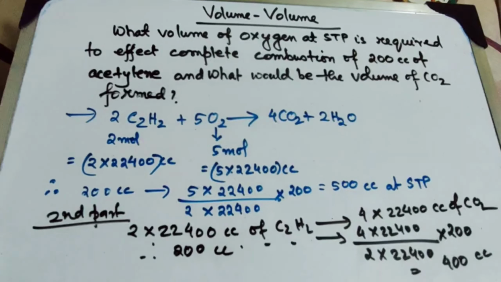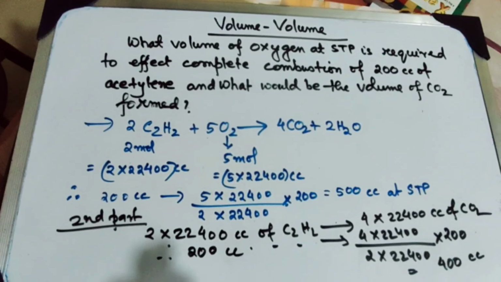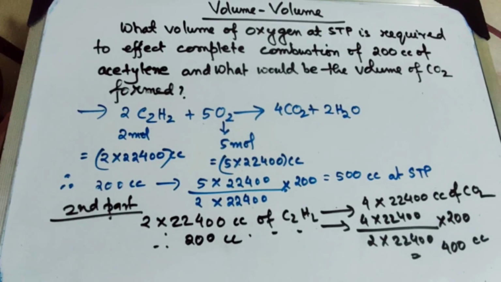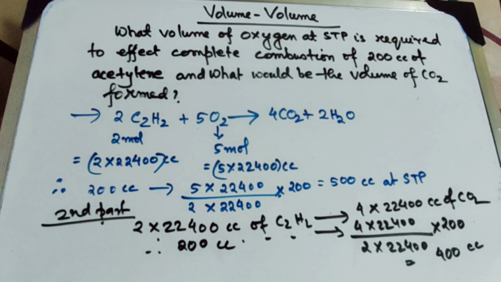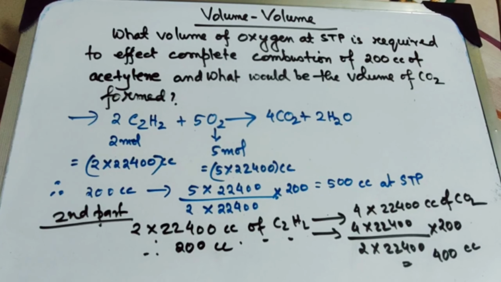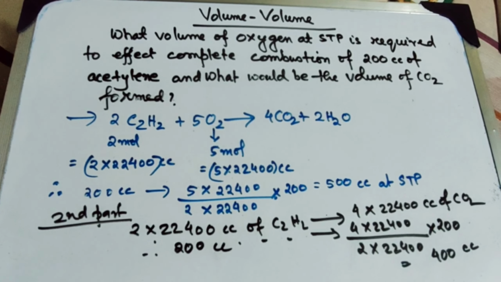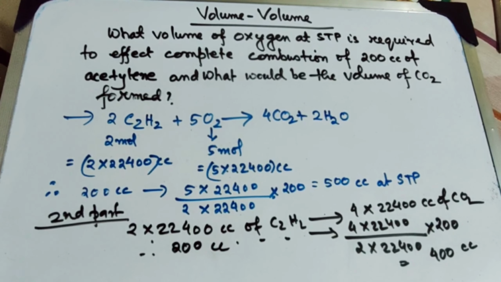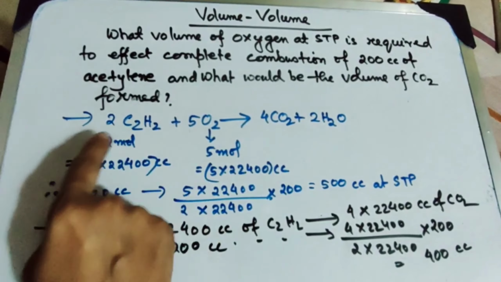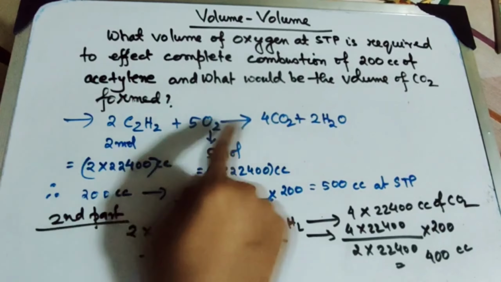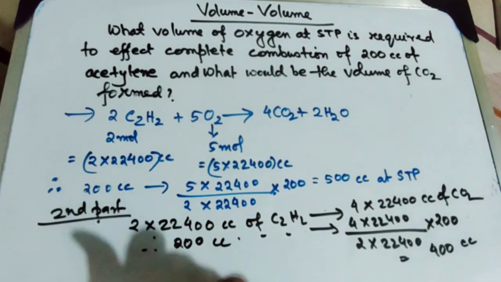Now volume relation. There is again another numerical for its application. What volume of oxygen at STP is required to effect complete combustion of 200 cc of acetylene, that is C2H2? And what would be the volume of CO2 formed? So we need to write the reaction for the combustion of acetylene. And this is the reaction. We can see 2 moles of acetylene reacting with 5 moles of oxygen.